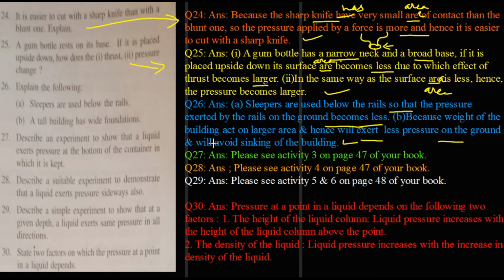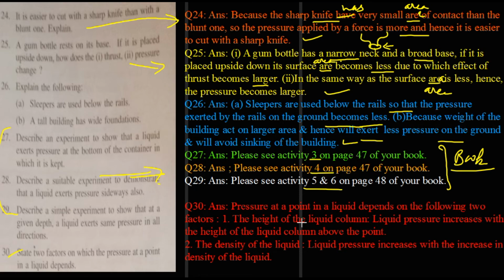So students, questions 27, 28, 29 are the activities on your pages 47 and 48. For question 27, see activity 3, for question 28, see activity 4, and for question 29, see activities 5 and 6. So these three questions can be done straight away from your book. They are easy, right?